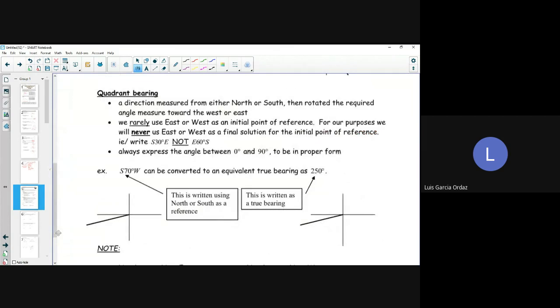A quadrant bearing is a direction measured from either north or south, and rotated the required angle measured toward west or east. We rarely use east or west as an initial point of reference. For our purposes, we never use east or west as the initial point of reference. So for example, we will write south 30 degrees east, not east 60 degrees south. I'll show you what this means. We're always going to express the angle between 0 and 90 degrees to be in proper form.